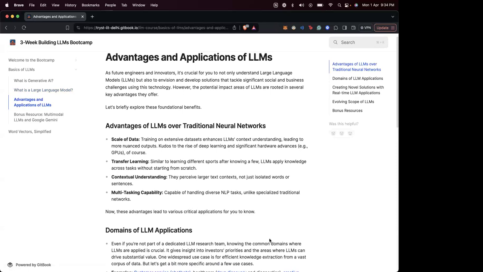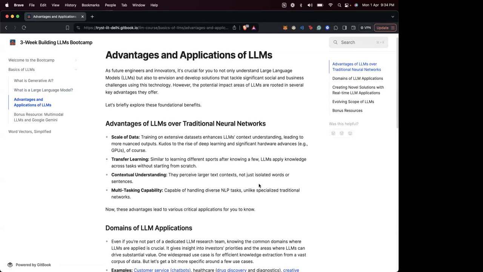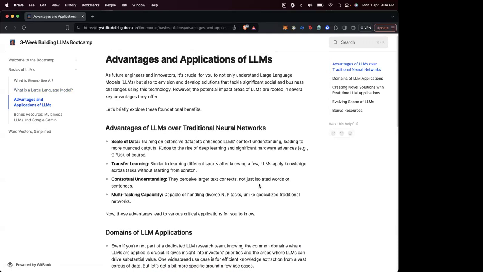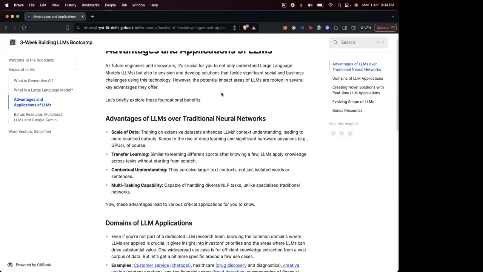As future engineers and innovators, it's crucial for you to not only understand large language models, but also to envision and develop solutions that tackle significant social and business challenges using this technology. However, the potential areas of LLMs are rooted in several key advantages they offer. Let's briefly explore these foundational benefits.